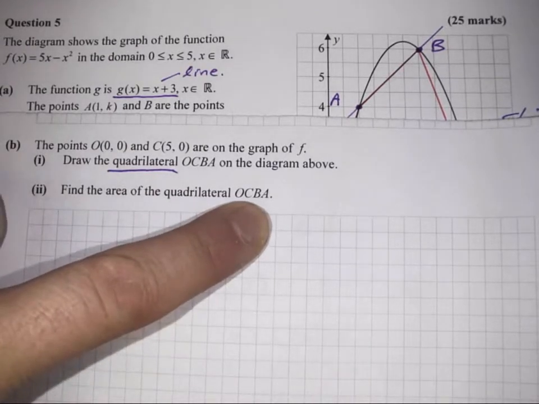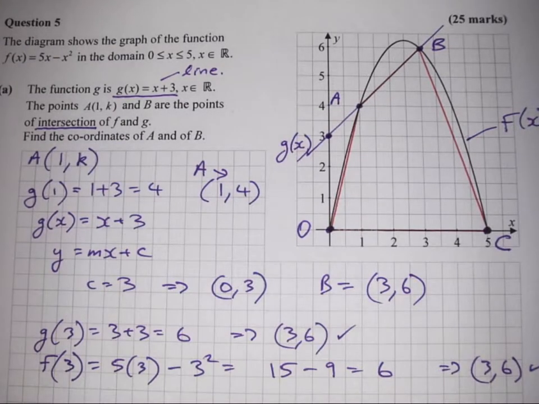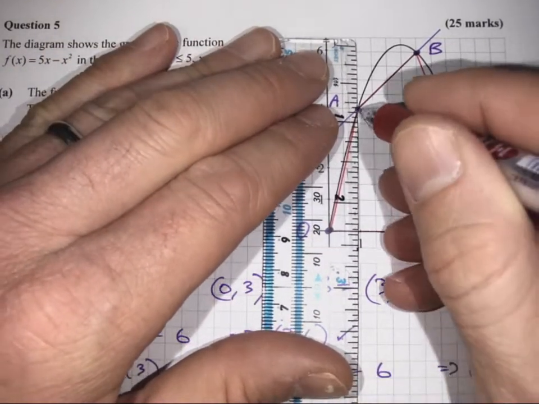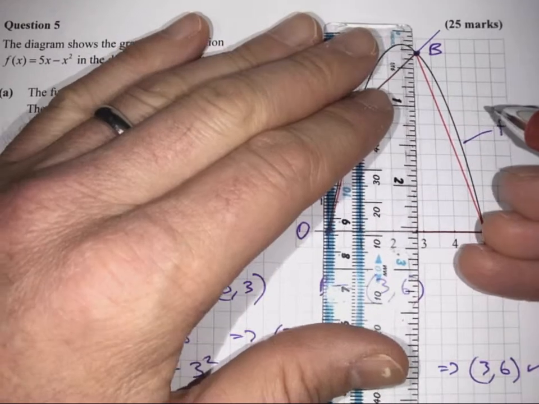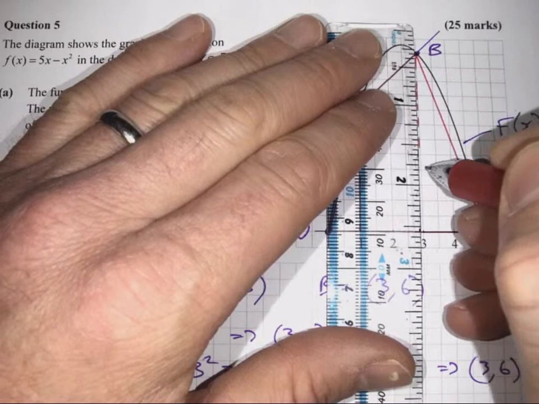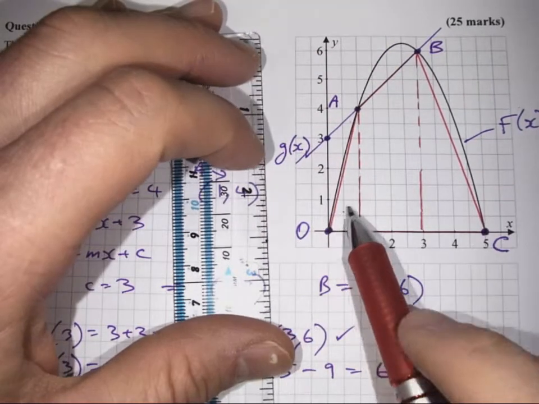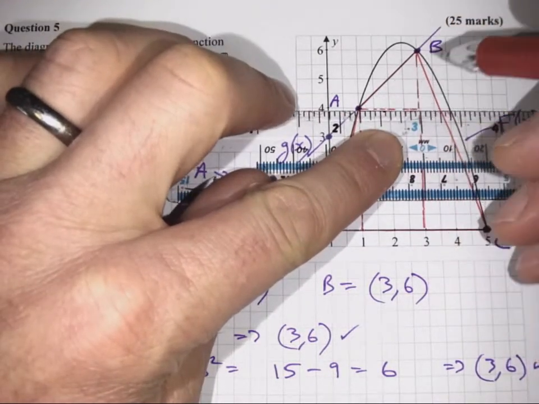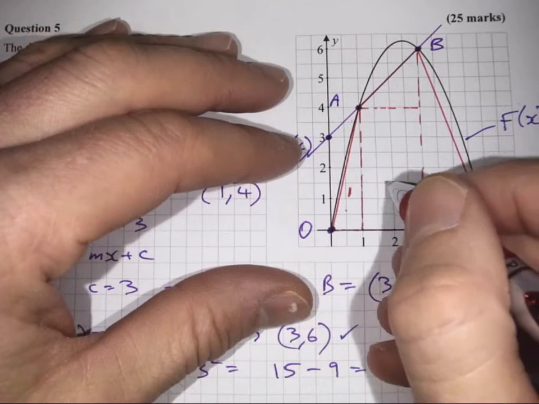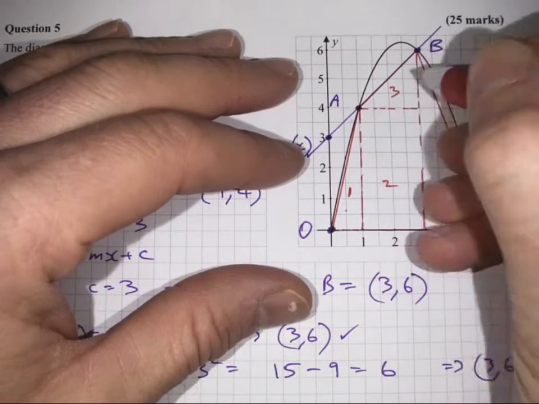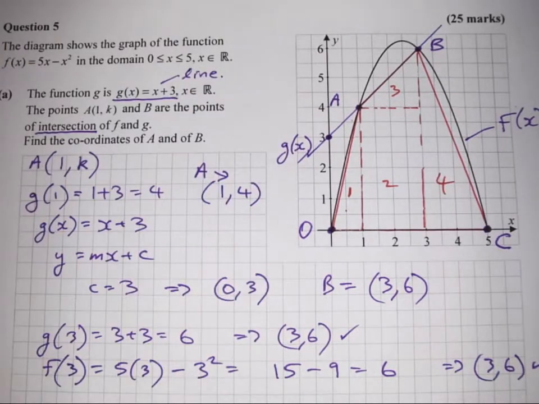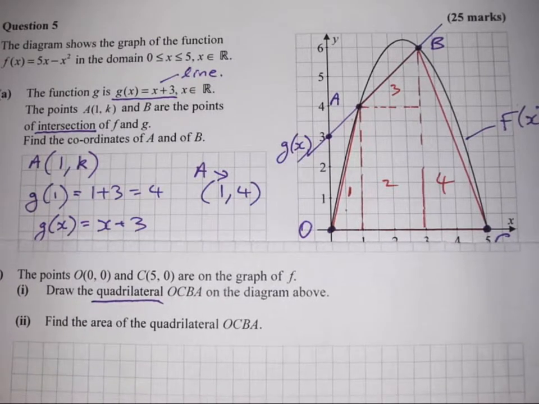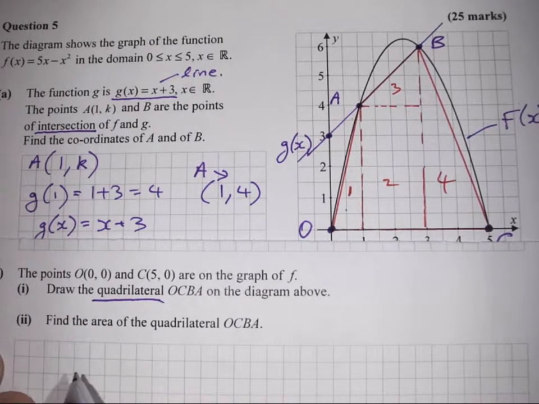Now we want to find the area of quadrilateral OCBA. And the handiest way to do this is to divide this quadrilateral shape. I'm going to dash a line down vertically from B, and now you can see that's a triangle, and if I go across here I can chop off this shape. So shape 1 is a triangle, shape 2 is a rectangle, 3 is a triangle, and 4 is a triangle. So it's no big deal to get the areas of the individual shapes.